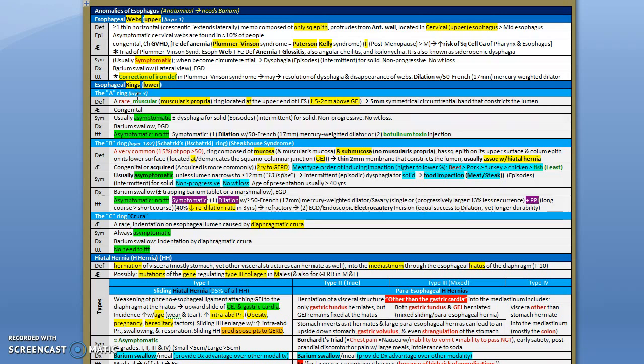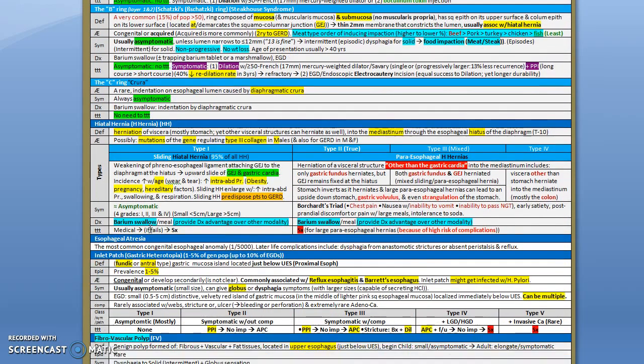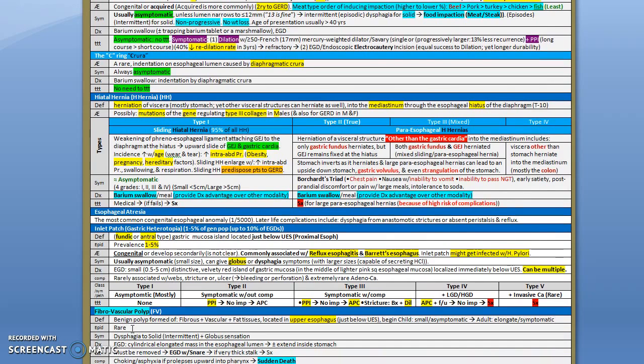The C ring and the A ring: the C ring is related to the diaphragmatic crura. It's rarely symptomatic and doesn't need any treatment. The A ring is formed of only the muscular layer, related to the muscularis propria, and it's usually located like 2 centimeters above the GE junction. Rarely symptomatic and rarely needs treatment or dilatation at all. In the next video, I will discuss with you the hiatal hernia, the inlet patch, and the fibrovascular polyp.